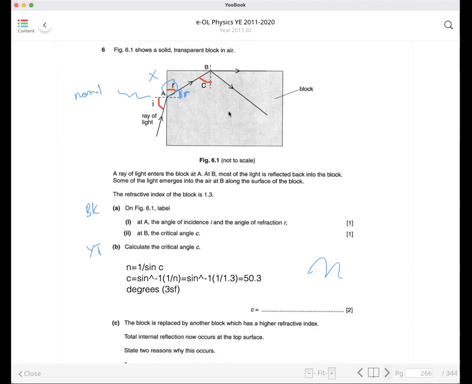Okay, let me look at the answer for Yuting. To calculate the critical angle C, 1 over sine C is correct. So your C is, oh, okay. Let me calculate the thing for you. So the refractive index is 1 over 3.